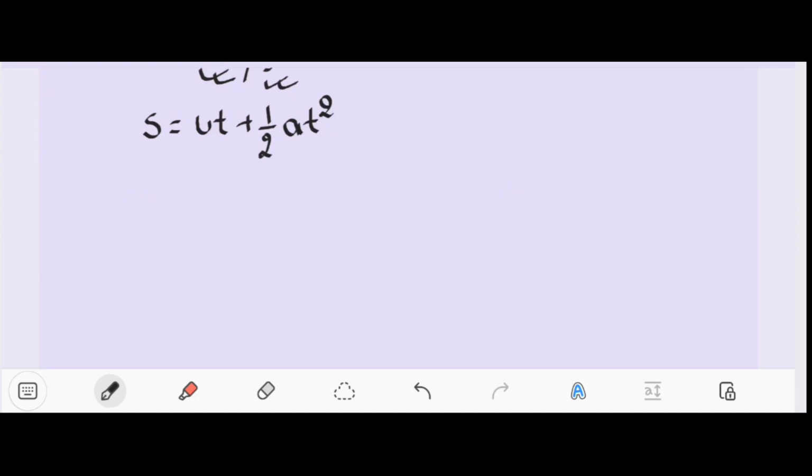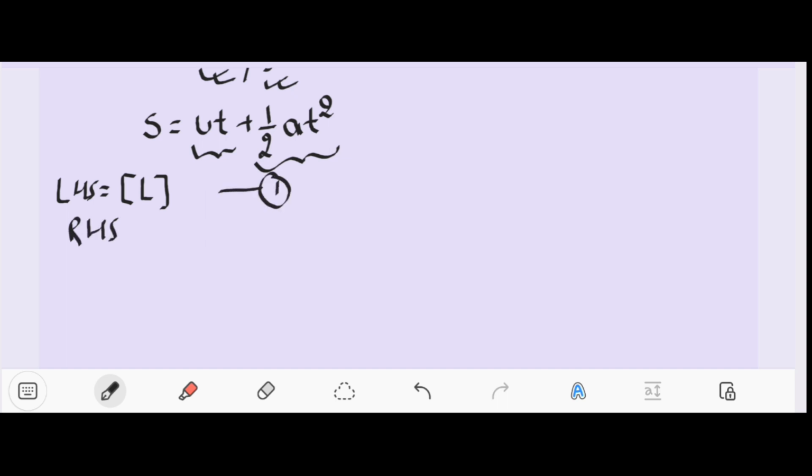Now let's see it over here. Students, we have the equation S is equal to ut plus half at square. Now S means distance and the dimensional formula of distance is length. So the dimensional formula of the LHS will be L. This was the LHS part. Now move to the RHS part.